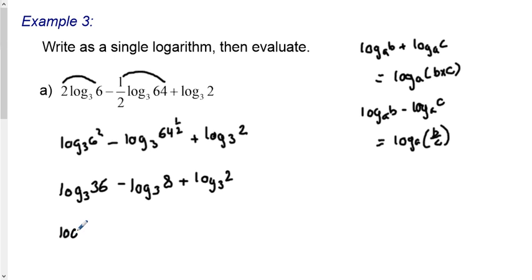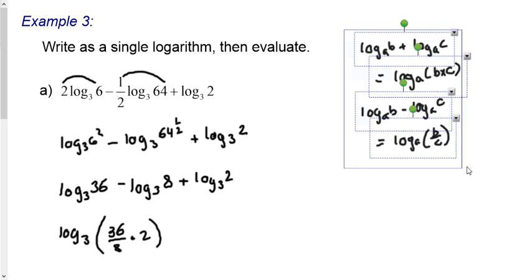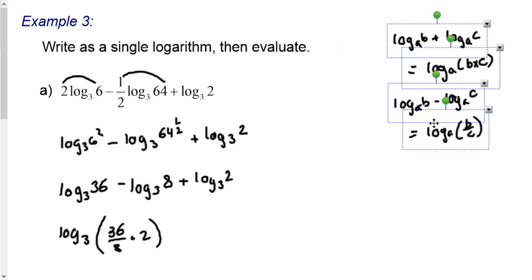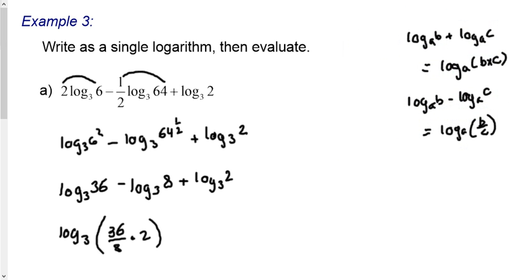I have log base 3 of 36 divided by 8. And using this third part here, I would need to multiply this by 2 afterward. So I'm going to go ahead and do some of the multiplication and division here now. So I have log base 3 and I have 36 divided by 8 times 2.